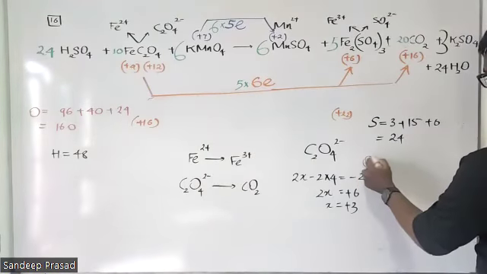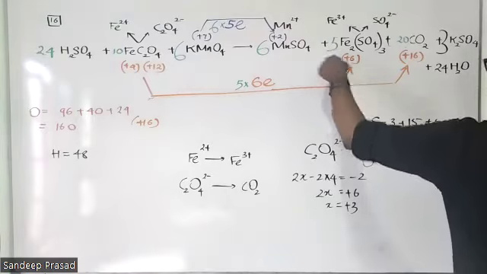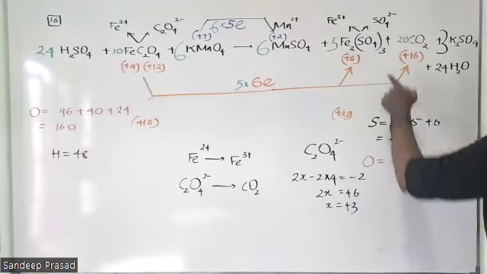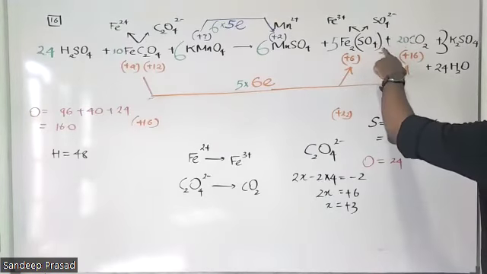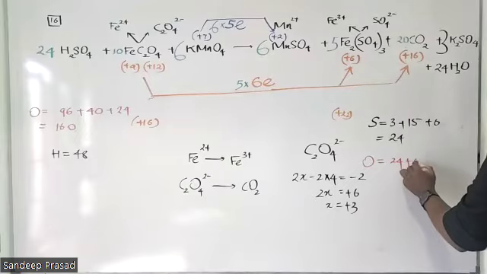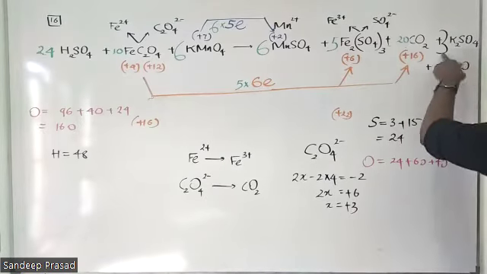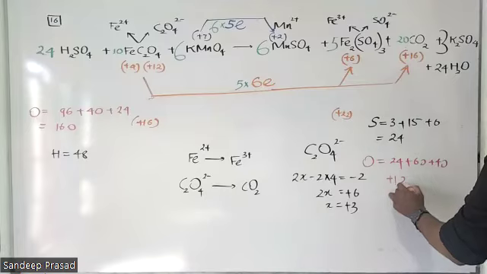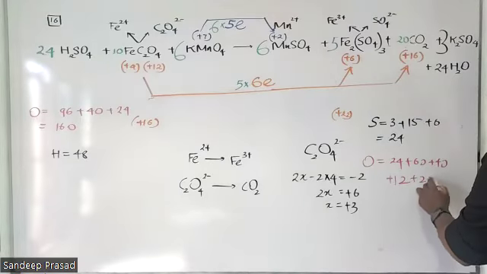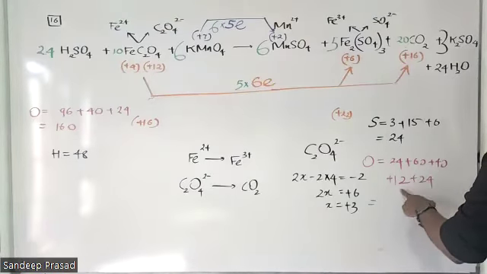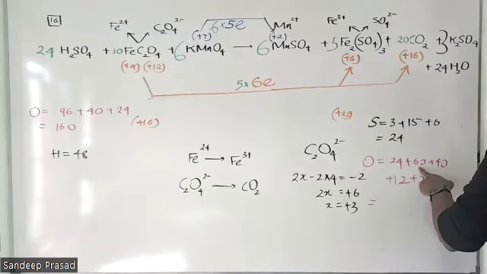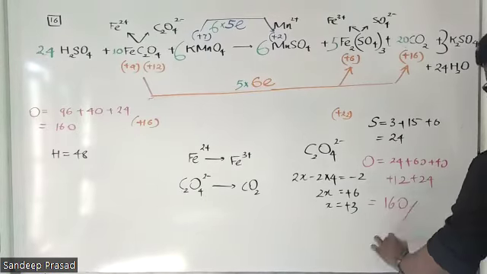In the right hand side, 6 into 4, 24. 3 into 4 is 12. 12 into 5 is 60. 20 into 2, 40. 3 into 4, 12, plus 24. 24, 24, 48. 48 plus 12 is 60. 60, 60, 120. 120 plus 40 is 160.